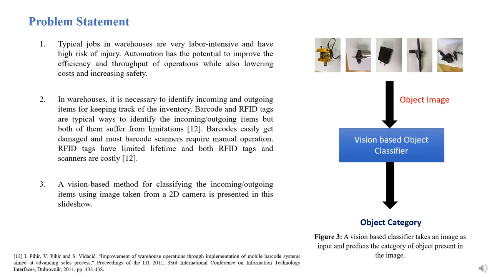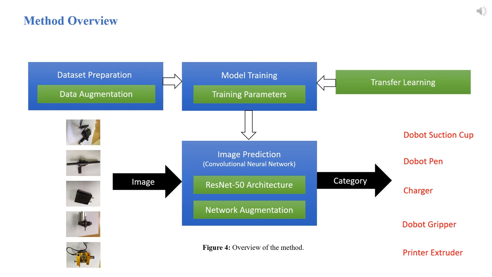The steps involved in the method are depicted in Figure 4. The method consists of three steps: data preparation step, model training step, and image prediction step. Each of these steps are described in detail in the following slides.